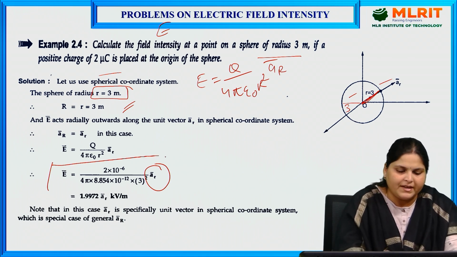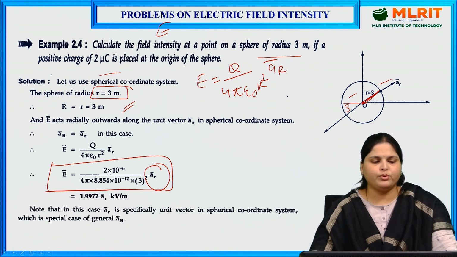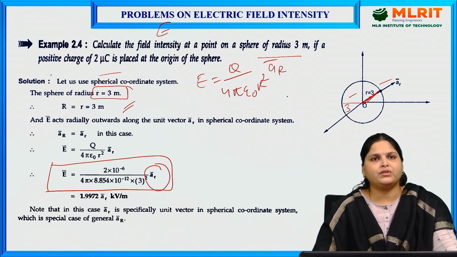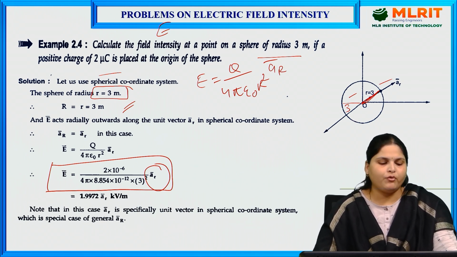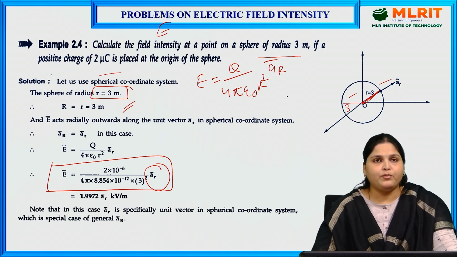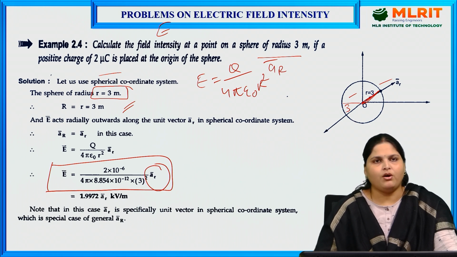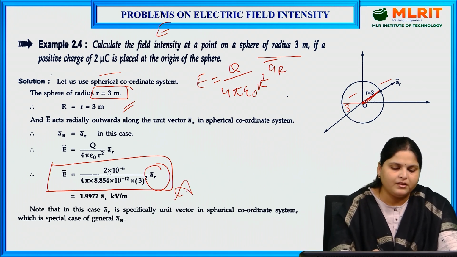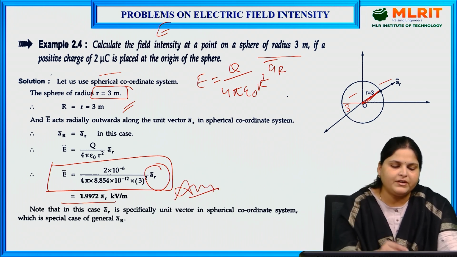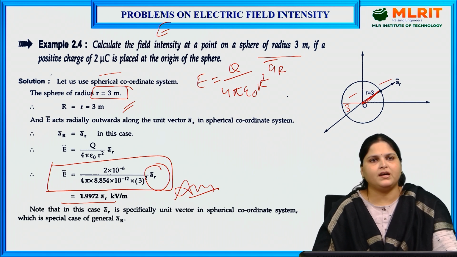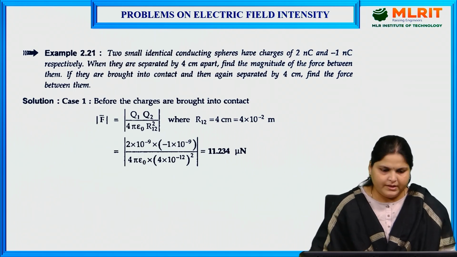So we can directly put it into this formula. Q is already given, 2 into 10 to the power minus 6 divided by 4 pi into 8.854 into 10 to the power minus 12 into 3 square AR. On further solving, we get 1.9972 AR kilovolts per meter, answer, right? Let's take one more question.